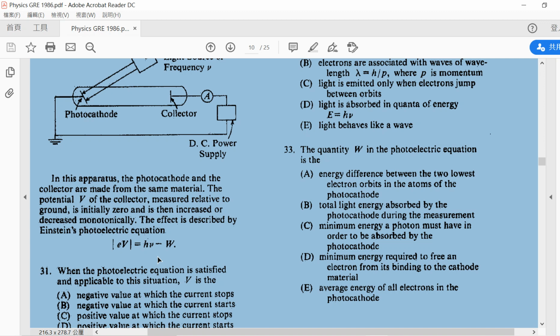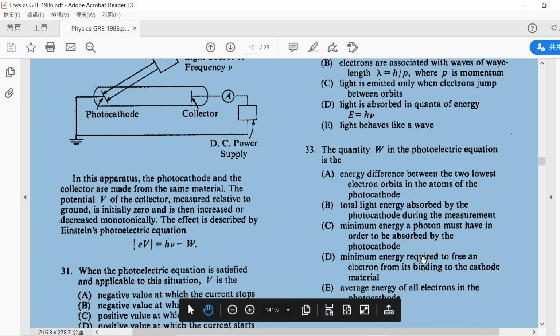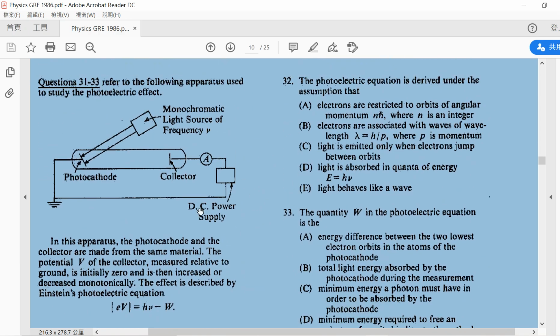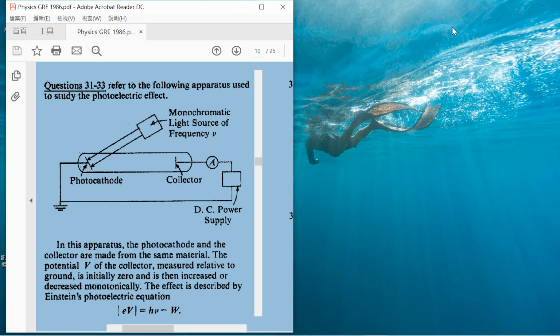Okay. So which one is the correct one? So the minimum energy required to free an electron from binding to cathode material, right? So the answer is D. Basically, you just need to understand the basic photoelectric effect. So I think these three are very easy.